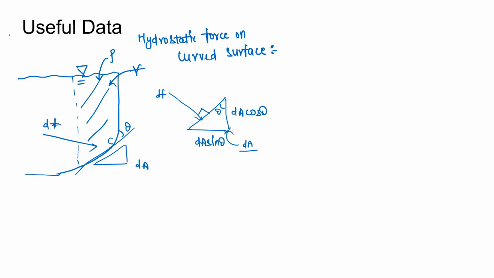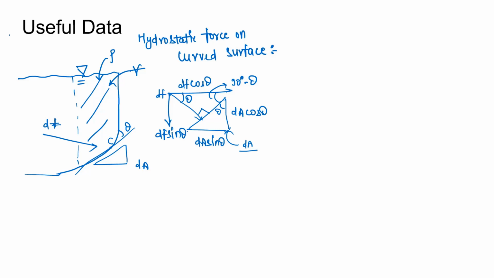If the force dF is acting normal to it, the angle here will be 90 minus theta, and so this angle will be theta. So by simple trigonometry or by using force analysis, this will be dF cos theta and this will be dF sin theta.